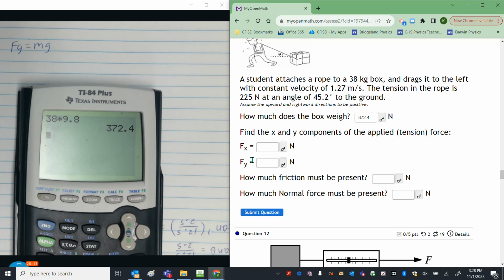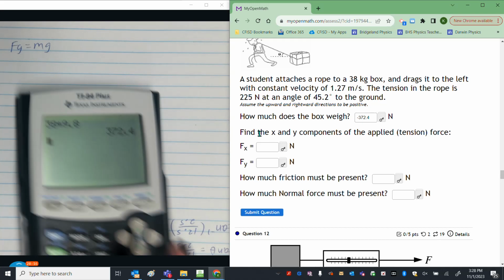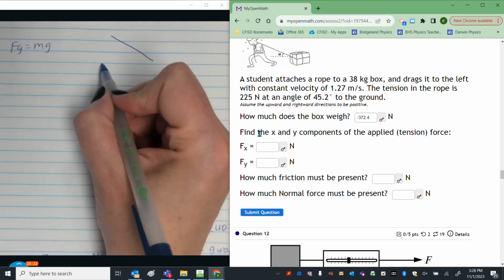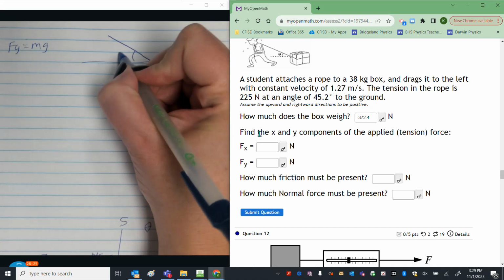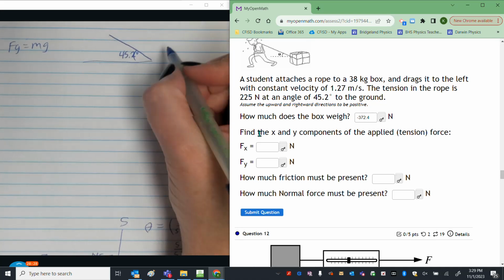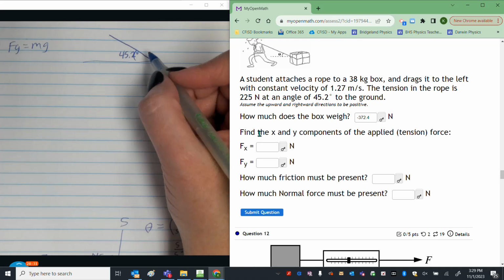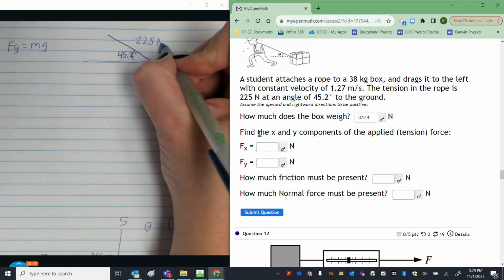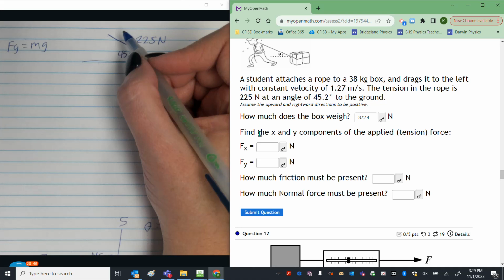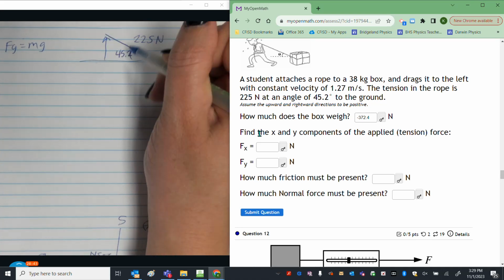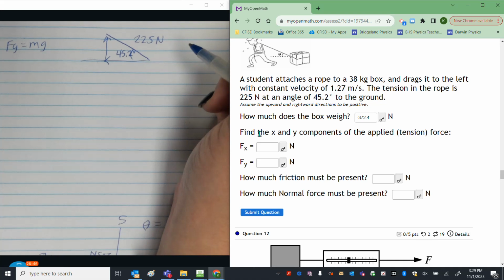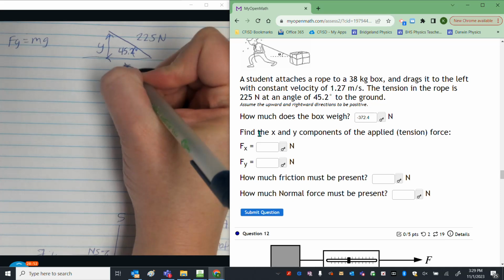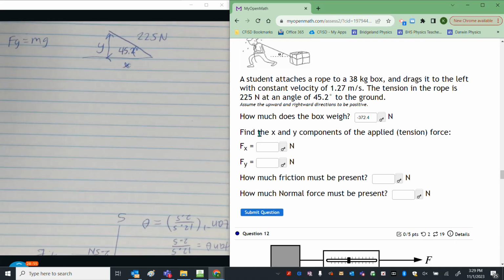So if you take a look at this one, you have a situation where you have this being pulled at an angle. That angle is 45.2 degrees. You know that the tension in the rope, so this diagonal, that's the rope, that's where your tension is going to be labeled, is 225 newtons, and you're trying to figure out what the x and y components are. So you're looking for how much of it is up, how much of it is over, because you know you're pulling it both to the left and upward. So you're looking for the x and y components, and you're going to find them using sine and cosine.